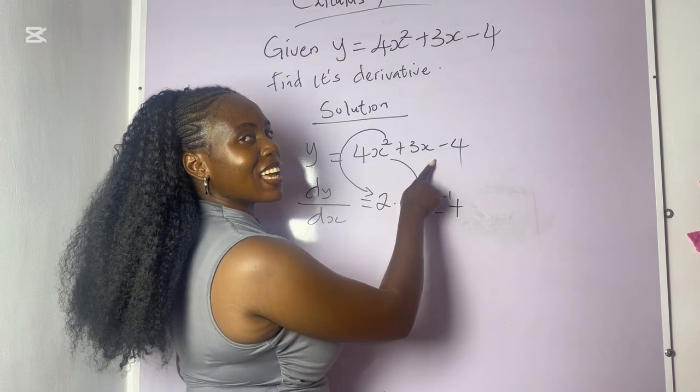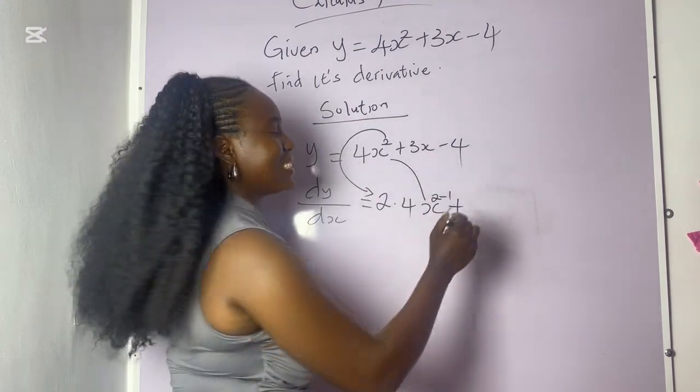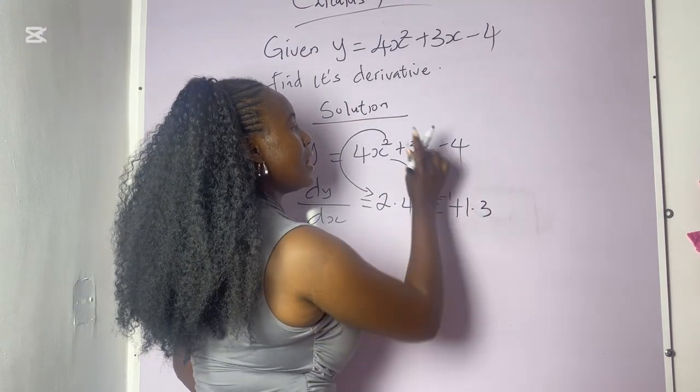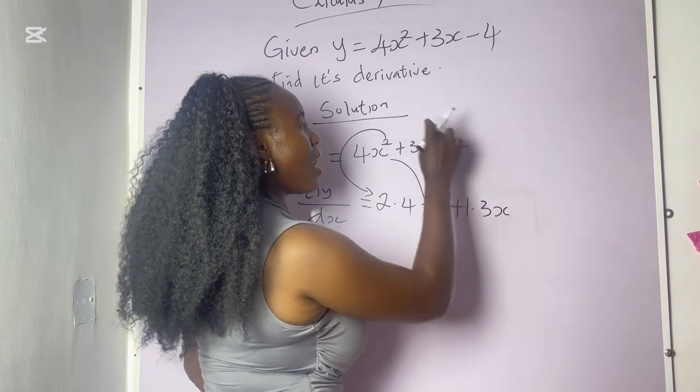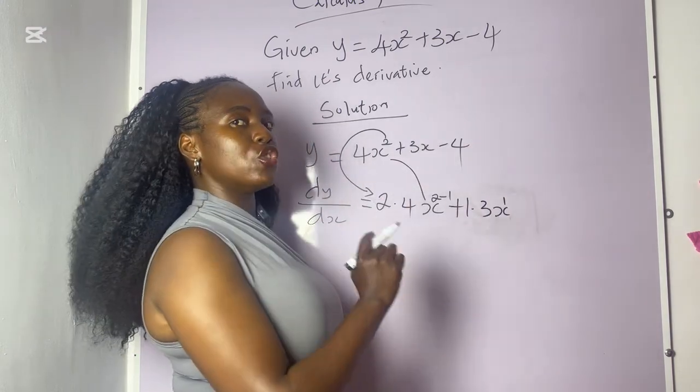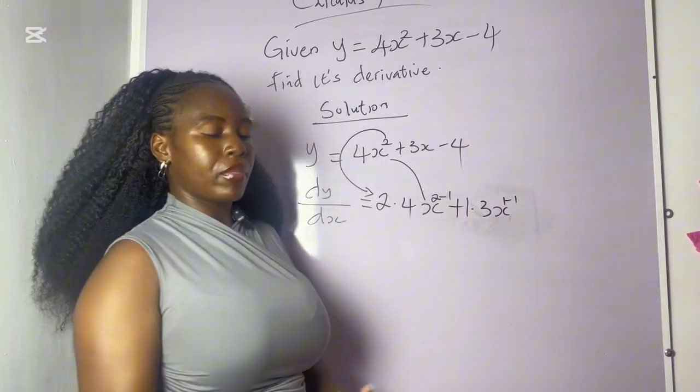the power of x here is 1. So let's take it step by step. So 1 times 3. The variable here is x. The power of x here is 1. Mind you, subtract 1 from here.